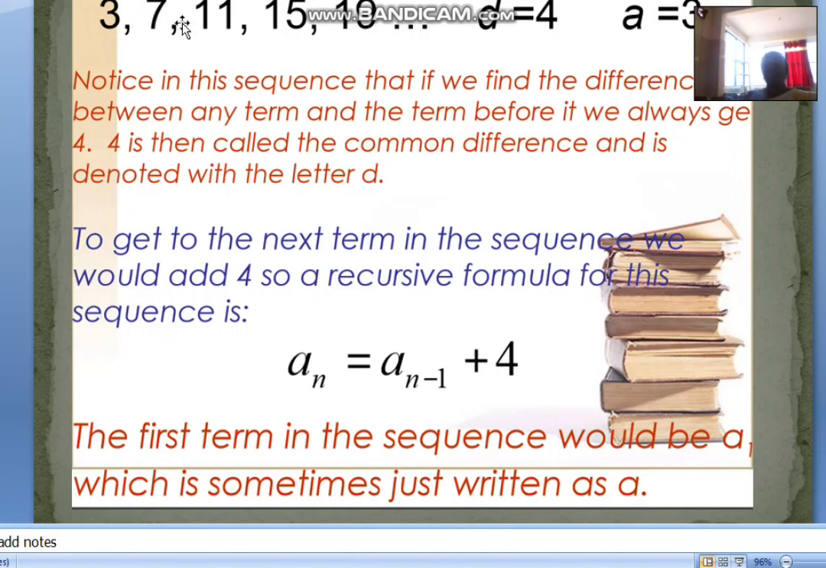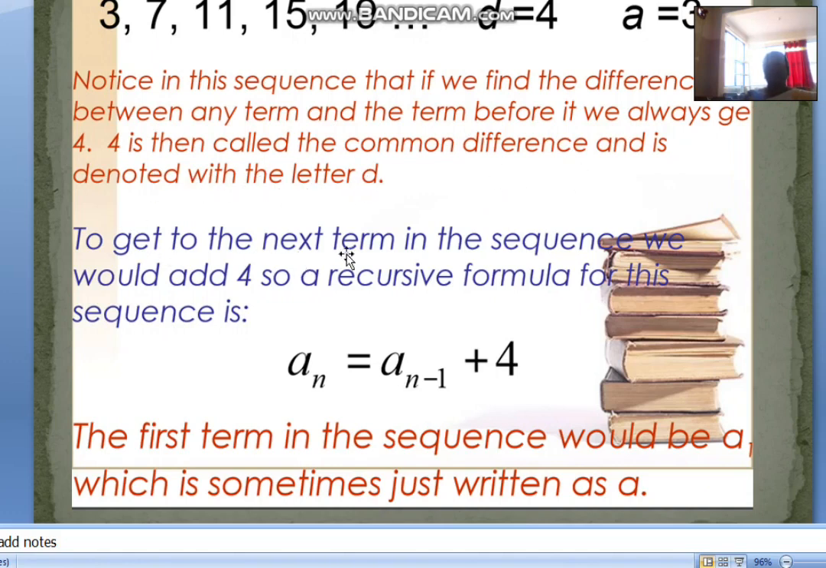How to find the common difference: second term minus first term, third term minus second term, fourth term minus third term, fifth term minus fourth term, like that. So here 7 minus 3, we got 4. Notice in this sequence that if we find the difference between any term and the term before it, we always get 4. 4 is then called the common difference and is denoted with the letter d.